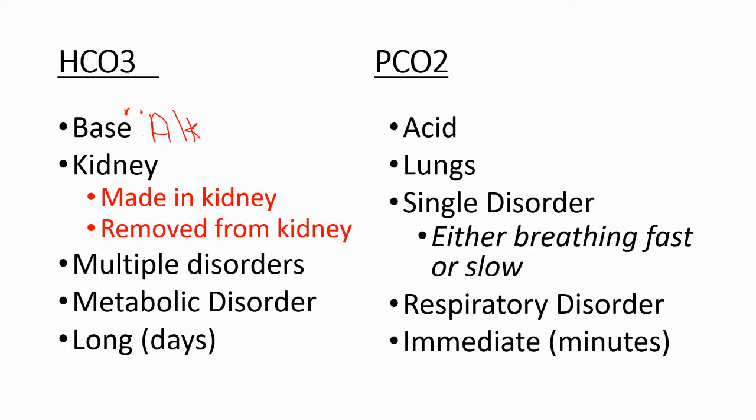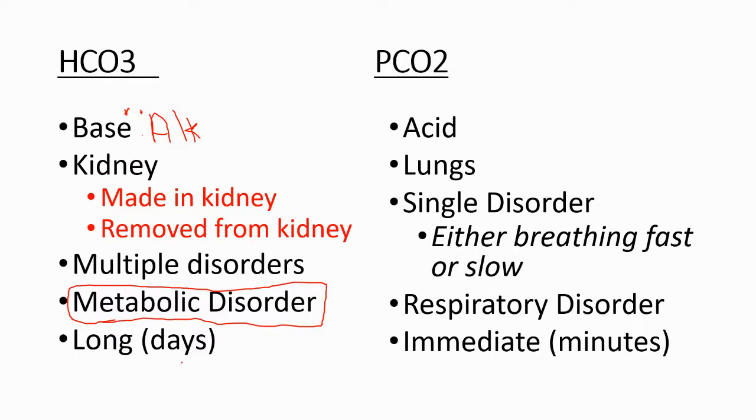Kidney, so I talked about that. The bicarb is made in the kidney and it's removed. The kidney excretes it. So the kidney is very helpful in keeping our pH in a normal range because it holds on to or gets rid of bicarb. It's one of the many things that it does. There are multiple disorders that we'll talk about that can cause somebody to have a metabolic disorder, meaning a disorder that's occurring in the body anywhere other than the lungs. And a metabolic disorder can cause an acid-base imbalance.